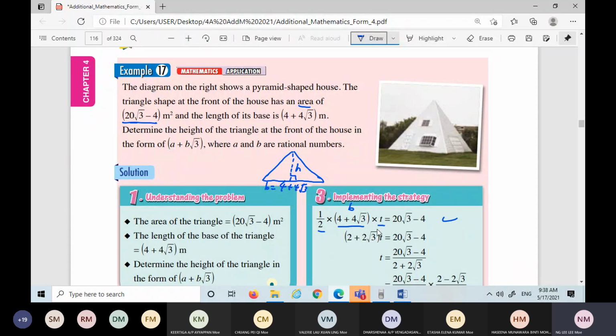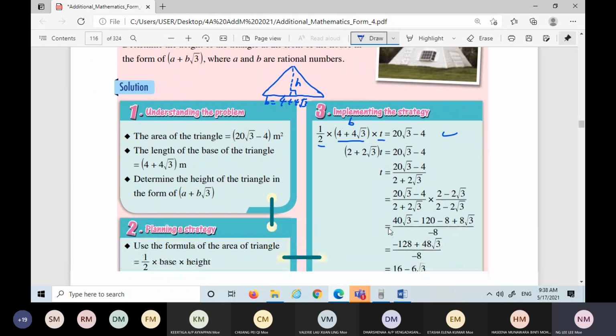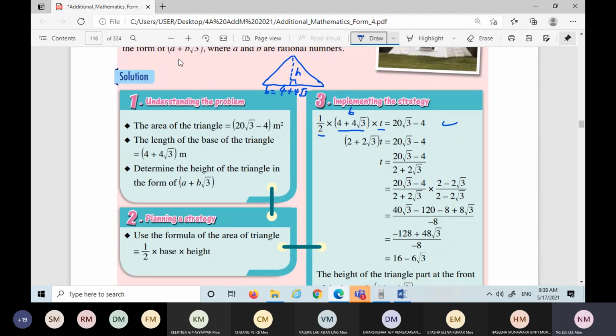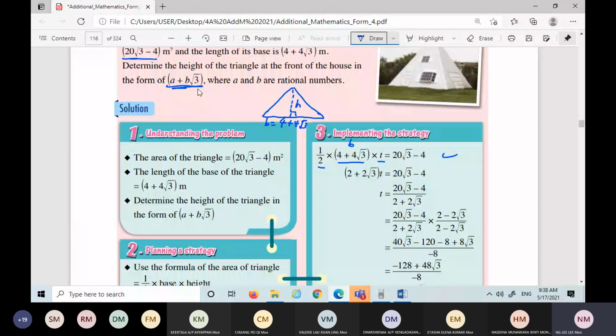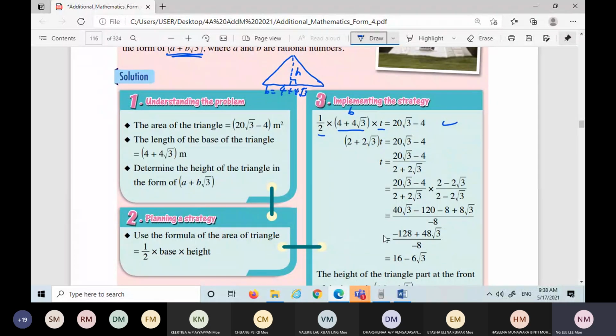Okay, so next, how to do? How to simplify until you get the answer in this form, a plus b square root 3? Now this is the a plus b square root 3. You have to write your answer in this form. Okay, so let us go through. First of all, for this term you can take out 2, so 2 plus 2 square root 3. And then this one divide by 2, so you can cut. Therefore, you are left with 2 plus square root 2 square root 3.